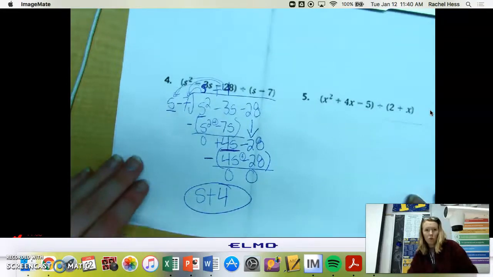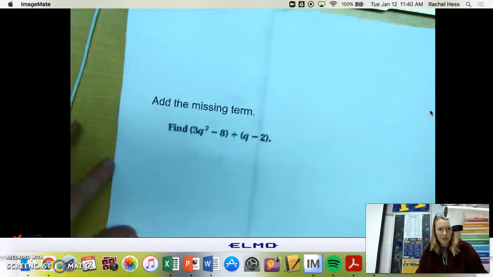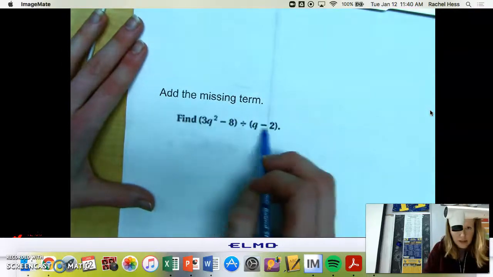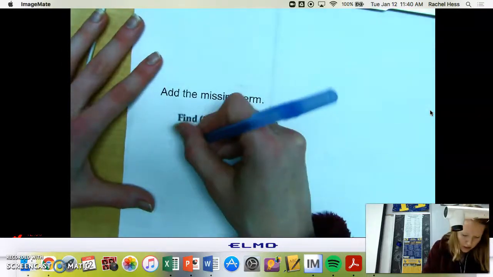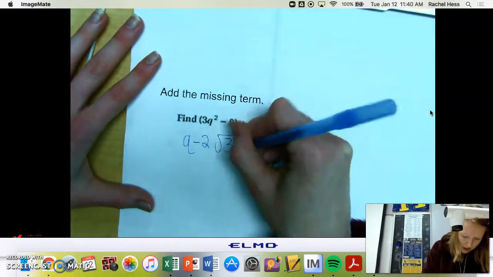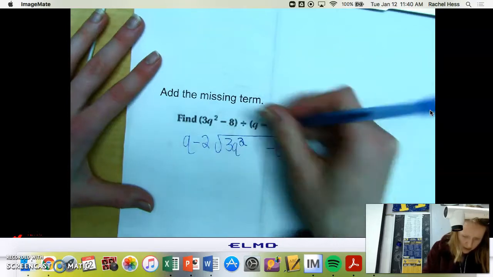Okay, one last example, and then we'll let you guys try this. I know it's not easy, but let's try this example. It says find 3q squared minus 8 divided by q minus 2. So that q minus 2 would have to be on the outside, but do you see how it goes straight from 3q squared all the way to a minus 8?